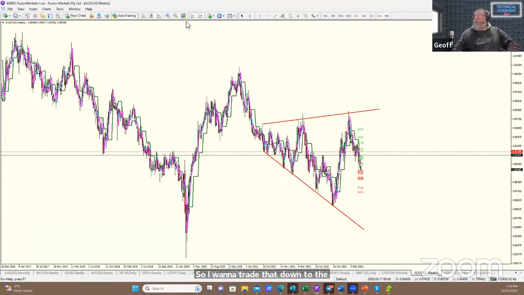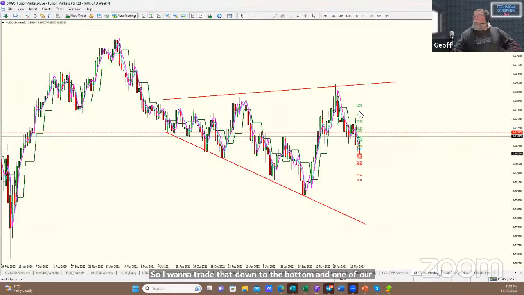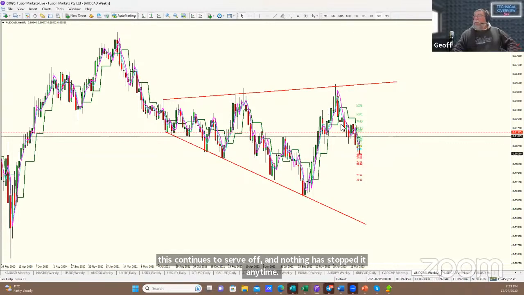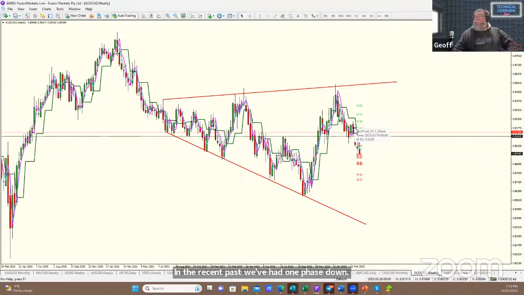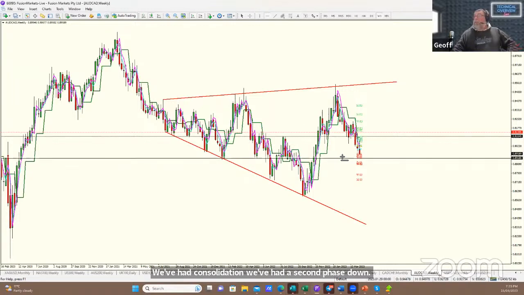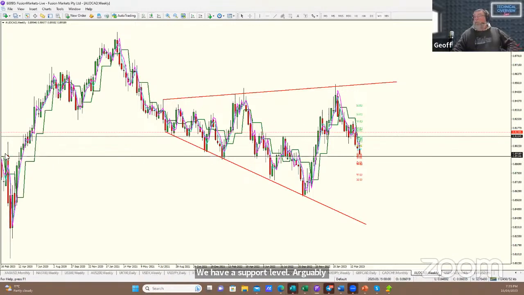And what have I got this week in terms of candle? Well, this continues to sell off, and nothing has stopped it any time in the recent past. We've had one phase down. We've had consolidation. We've had a second phase down. We had a support level. Arguably, we're at a decent support level. Resistance through here, support through here, support through, blah, blah, blah. So what am I expecting here? Well, I'm expecting a retracement. And what does the retracement give me? It gives me an opportunity to sell the rally. So that's the weekly chart.